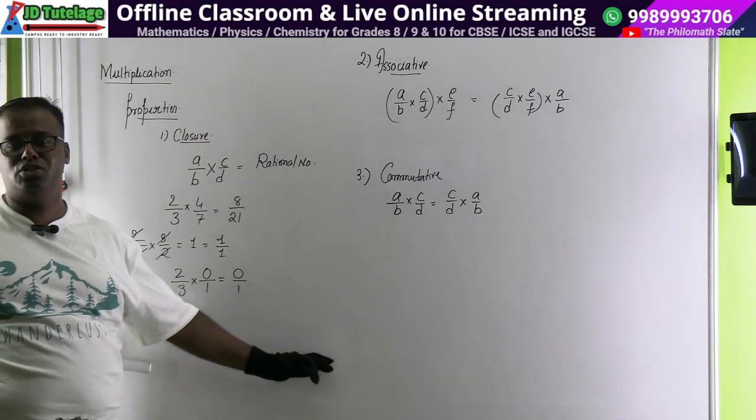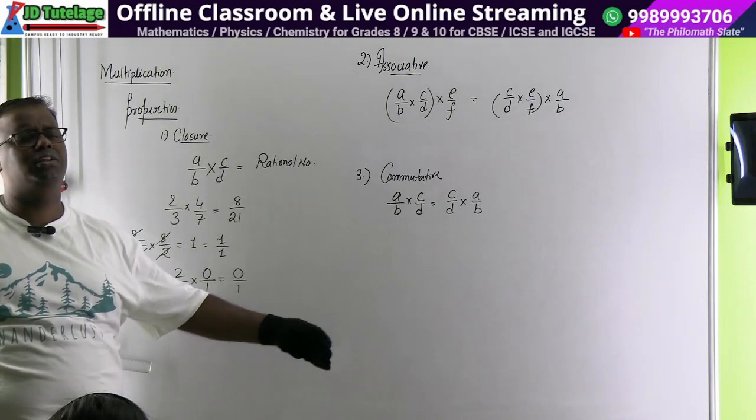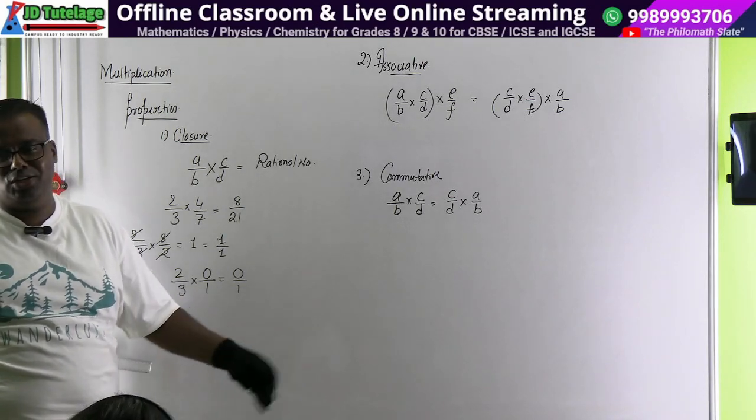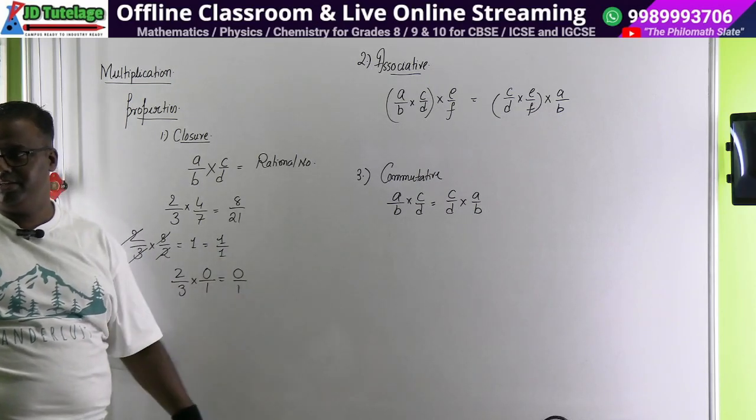लास्ट वाला होता है डिस्ट्रीब्यूटिव. वो माँ का प्यार. माँ हमेशा पहले बच्चों को खिलाती है, फिर खुद खाती है. डिस्ट्रीब्यूटिव. Have you understood?